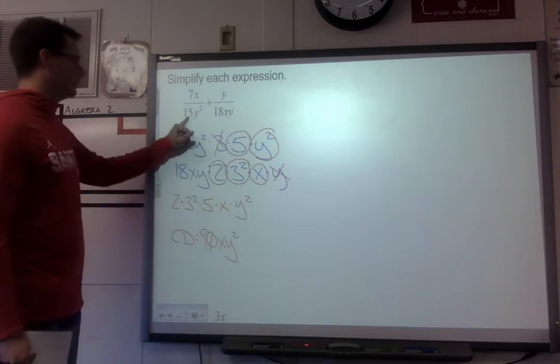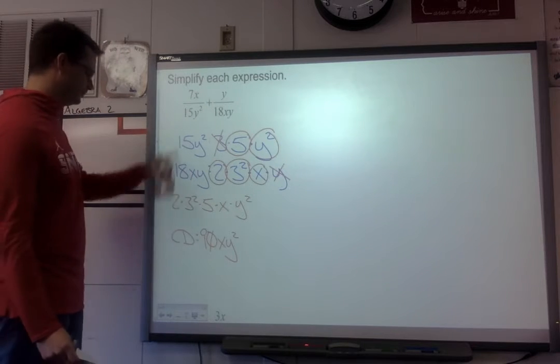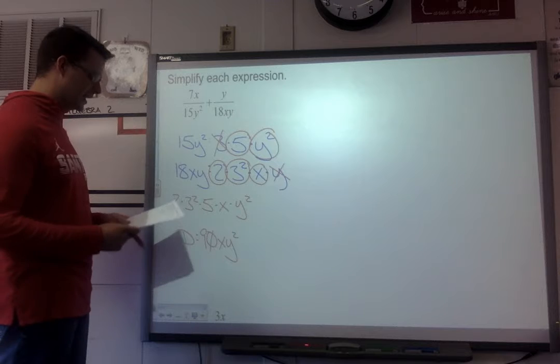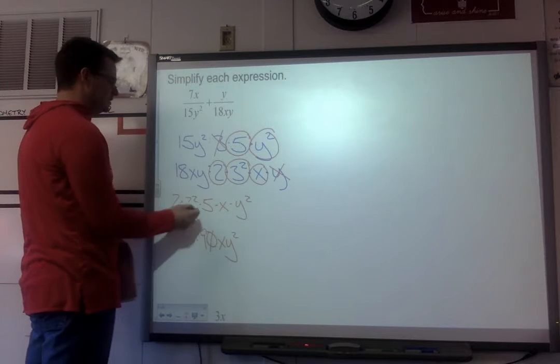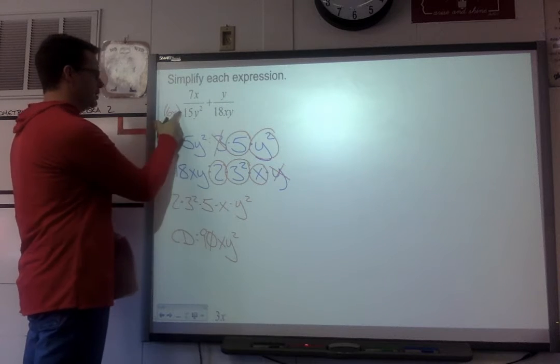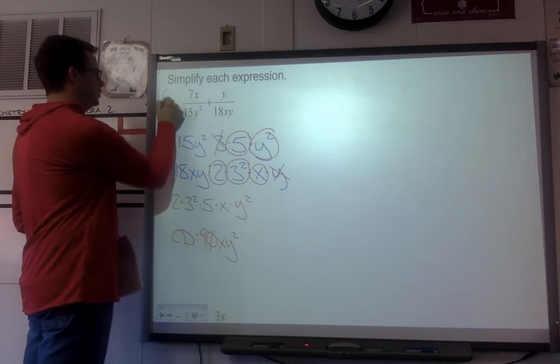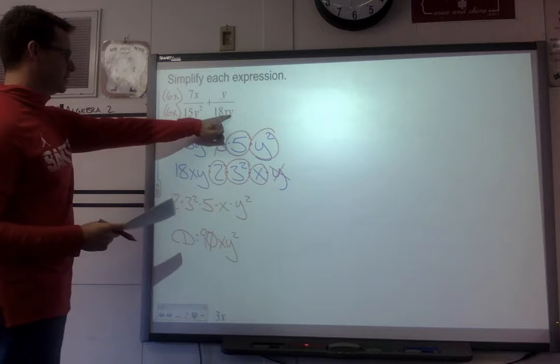Now we need to figure out, what do we need to multiply 15y squared by to get to 90xy squared? Well, 15 goes into 90 6 times, so we need to multiply by 6, and then we also need an x in there. Anything we do to the denominator, we have to do to the numerator. And then same thing on the other side.